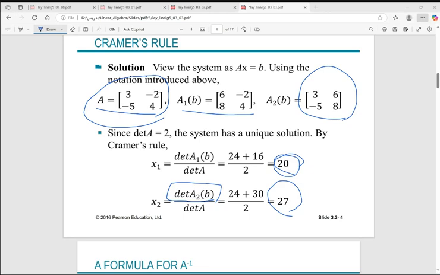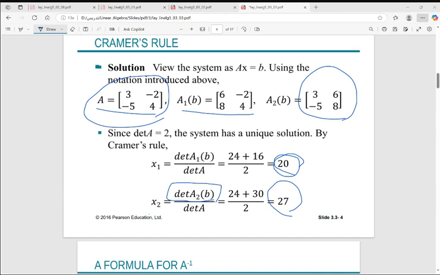Doctor, please, what about if the determinant of A equals 0? Then A is not invertible. If it's 0, that means it's singular, and we cannot use this rule, right? Exactly. If you give us any question and the determinant is equal to 0, then we say there is no solution, right?